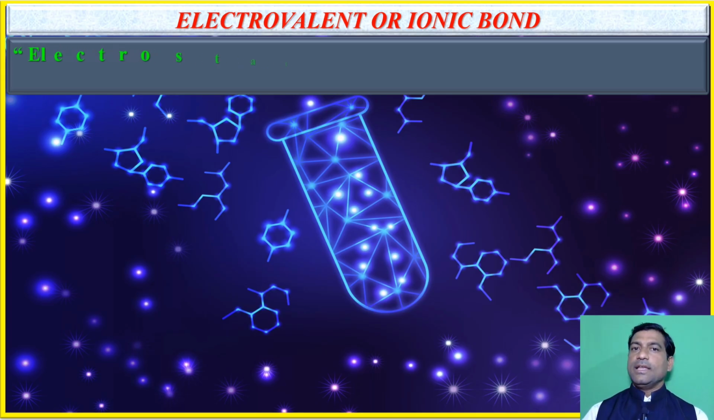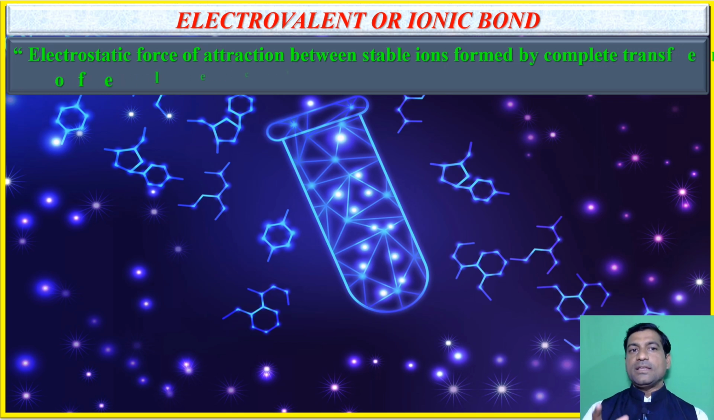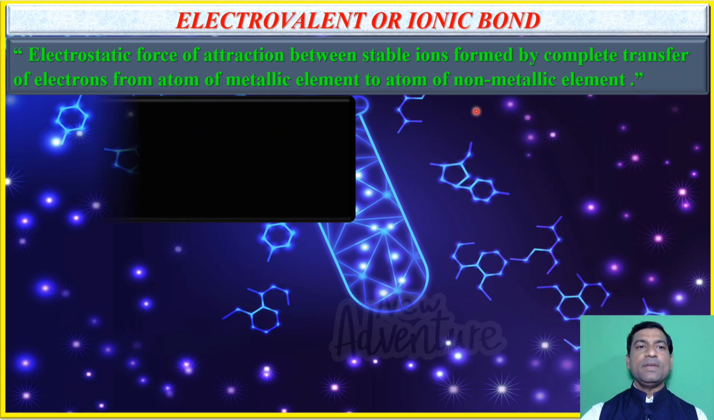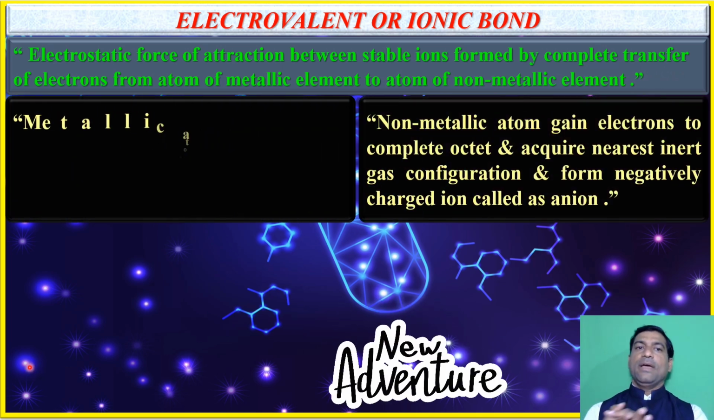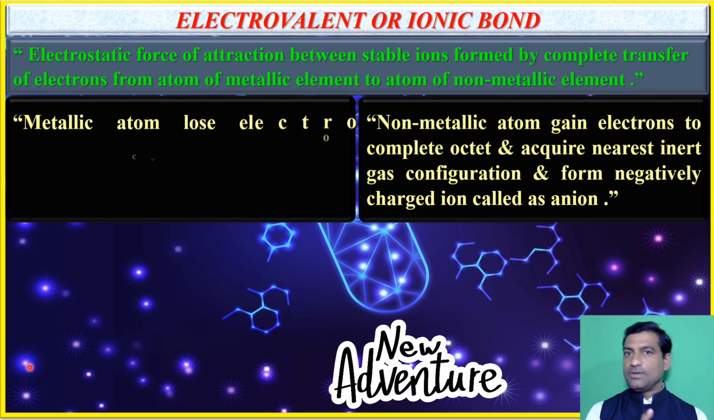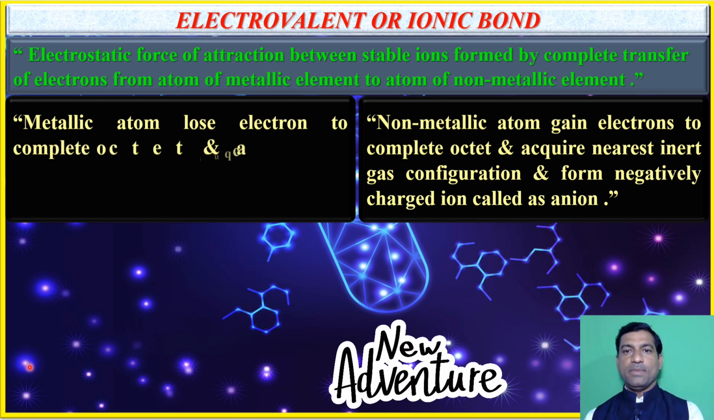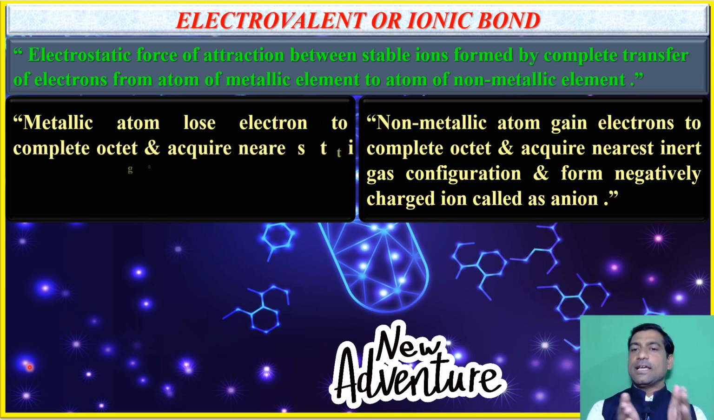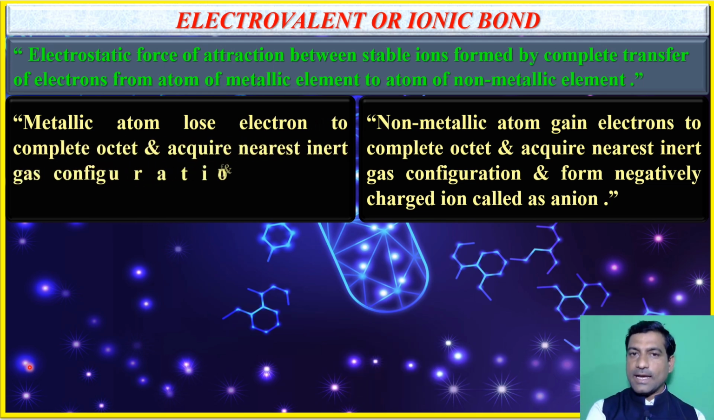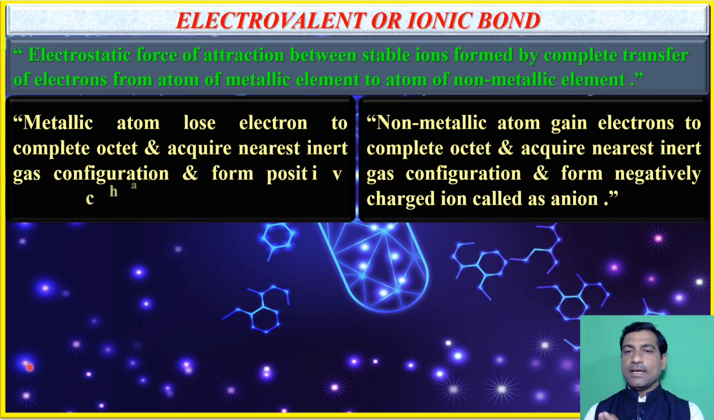Next one is the electrovalent or ionic bond. Electrovalent bond is also known as an ionic bond. What is the ionic bond? There is an electrostatic force of attraction between the stable ions formed by complete transfer of electron from an atom of a metallic element to an atom of a non-metallic element. Means there is a transfer of electron from metallic atom to non-metallic atom.